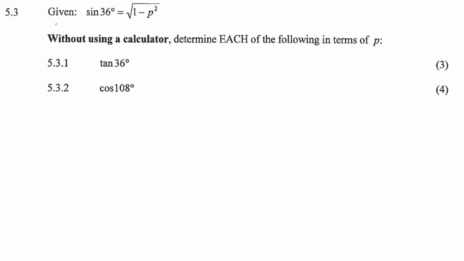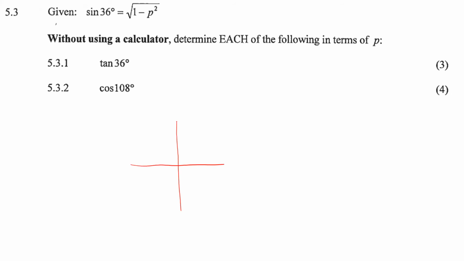All right, let's lastly conclude with our 5.3. We are given sine 36 degrees is equal to root of 1 minus p squared, right? And they want us, without the use of a calculator, to express each of the following expressions or trigonometric ratios in terms of p. So what's the first step that you do when you're given such a question? Obviously the first step is for us to go and draw a triangle on a Cartesian plane, right?